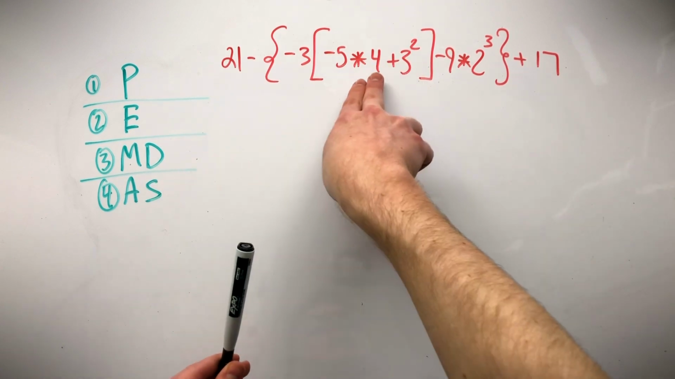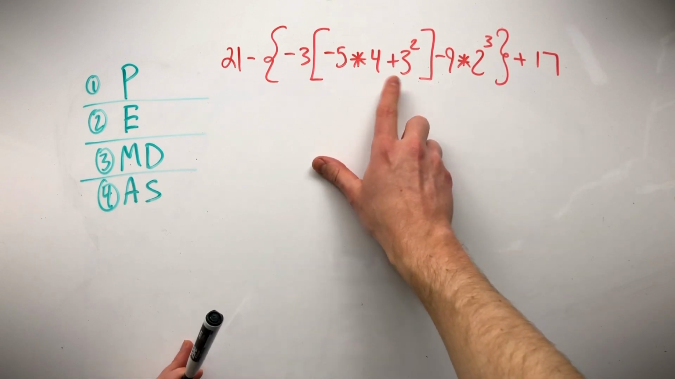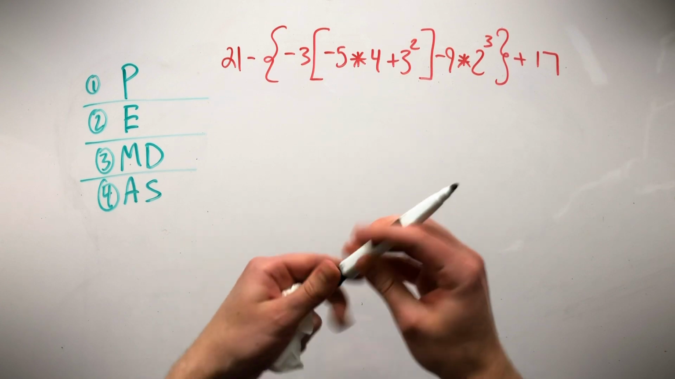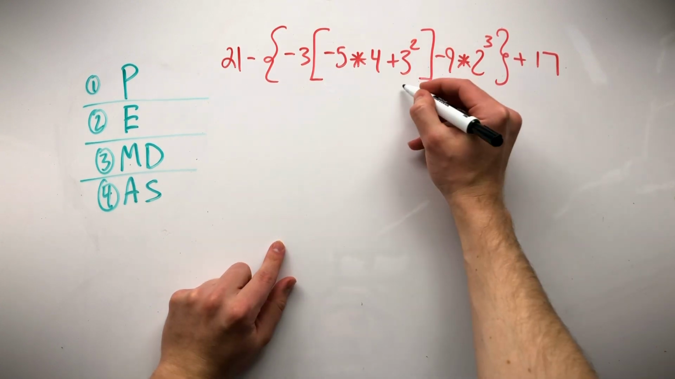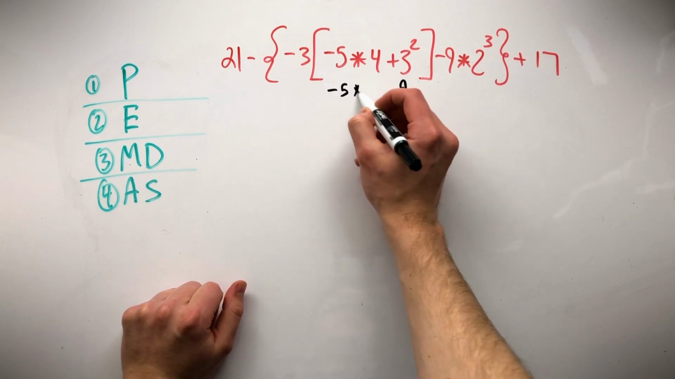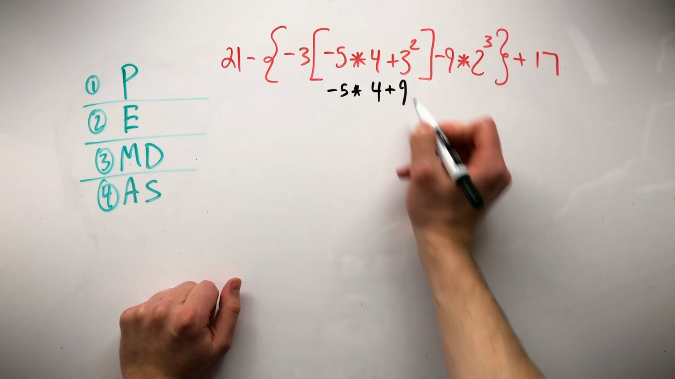Now within this inner parenthesis, I'm just going to look at the work right here: -5 times 4 plus 3 squared. All right, let's use PEMDAS to quickly knock that out. Well, 3 squared, that's going to give me 9. I'm going to do exponents first. Then we'll do multiplication. Okay, -5 times 4, and it's going to be a plus 9 there.